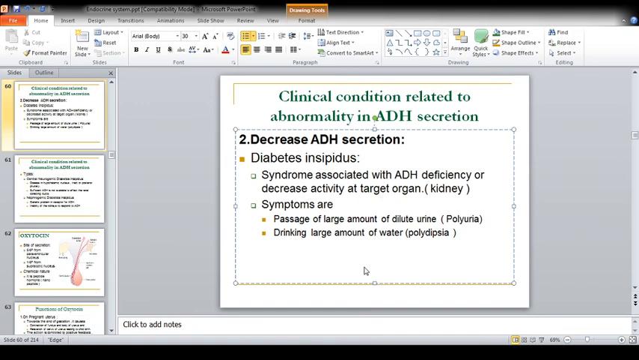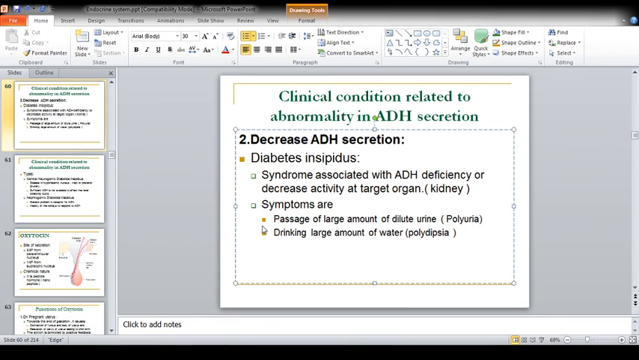Primary diabetes insipidus is when there is no ADH secreted or less ADH secreted from the pituitary or the hypothalamus. Secondary is when the ADH is ample, it is adequate, but it is not acting on the kidneys as the ADH receptors present on the kidneys are faulty. So it is another thing that could happen.